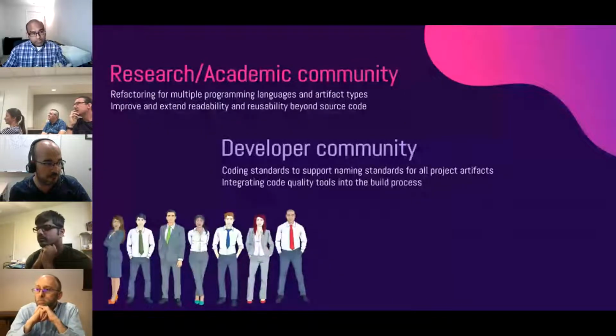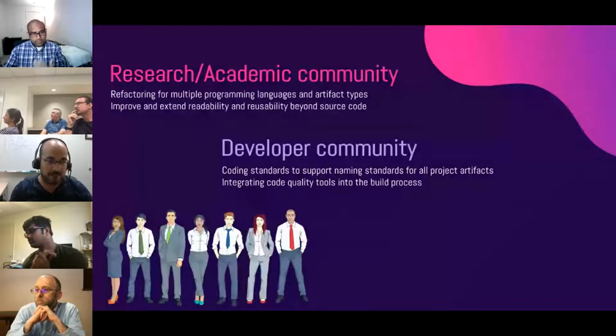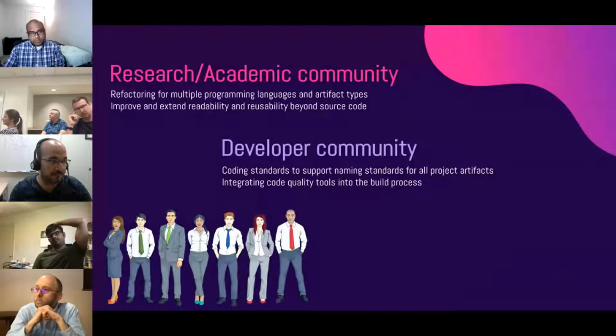The developer community should look at extending coding standards, especially around naming, to other project artifacts, right? We all know naming is important for variables, methods, and all, but how about naming for database tables, content within XML files, SQL scripts, and so on. So naming should be extended more past source code.